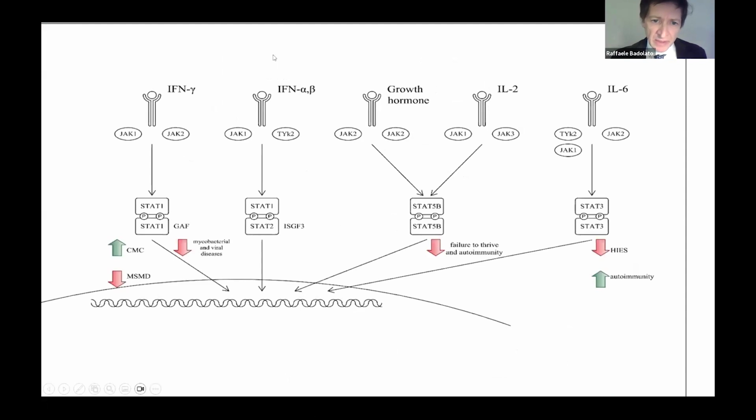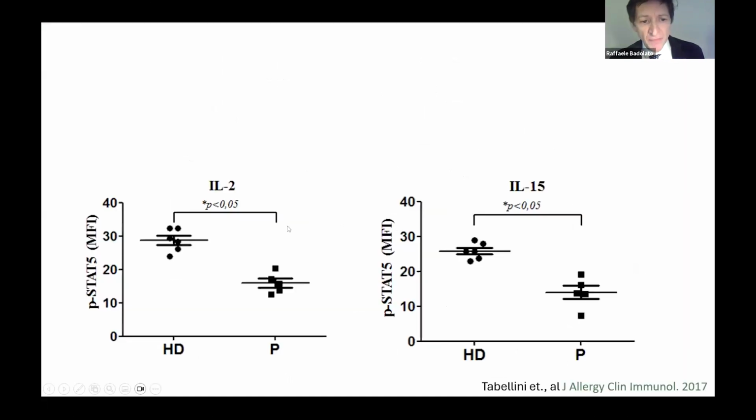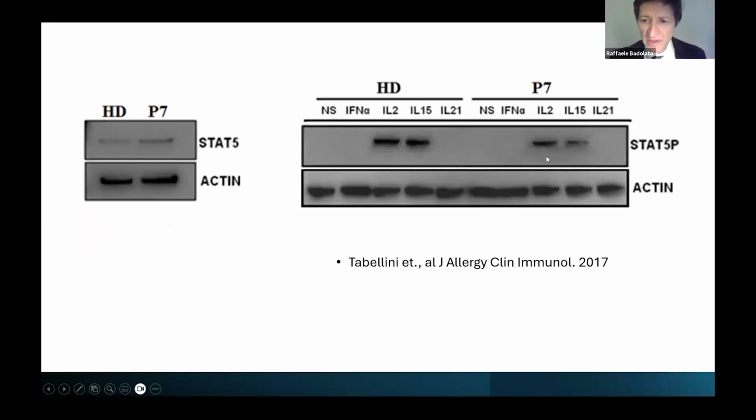Because there is a redundancy and overlapping mechanism between STAT1 and STAT5, we have also analyzed phosphorylation of IL-2 and IL-15 through STAT5. You see that there is a decreased phosphorylation of both IL-2 and IL-15 in patients with STAT1 gain of function, and this was associated with reduced cytotoxicity and proliferation of NK cells that you can see here. There is a reduction in the Western blot.